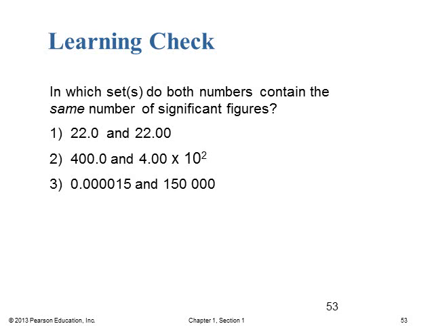Another one. In which set do both numbers contain the same number of significant figures? So in 1, we have 22.0 and 22.00. The zeros in all of those cases in 1 are after the decimal, so they're all significant. So they have 3 significant figures in 22.0 and 4 significant figures in 22.00. So they do not have the same number of significant figures.